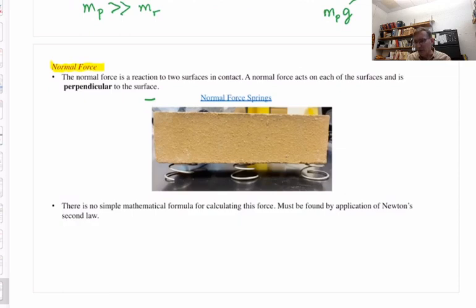It's a perpendicular force, perpendicular to something. To what? To a surface. Because the normal force is the reaction when an object is resting on, or in contact with, maybe I should say, a surface. Okay, so let me explain. Normal force is the reaction to two surfaces being in contact. The normal force acts on each of the surfaces and is perpendicular to the surface.